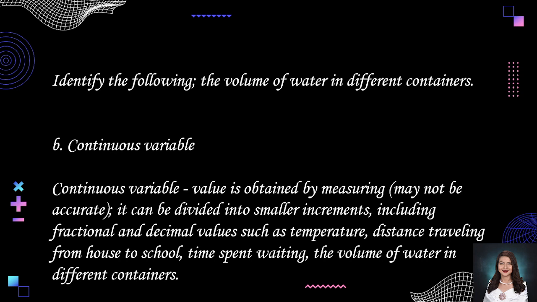Continuous variable is a value that is obtained by measuring it and may not be accurate. It can be divided into small increments including fractional and decimal values such as temperature, distance traveling from house to school, time spent waiting, the volume of water in different containers.